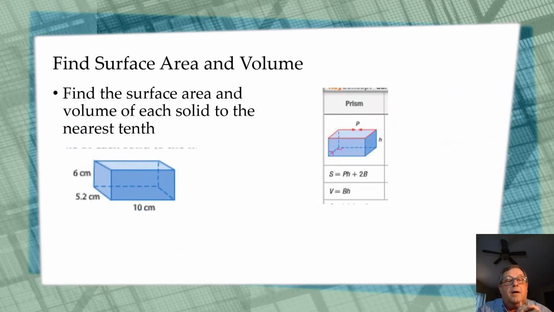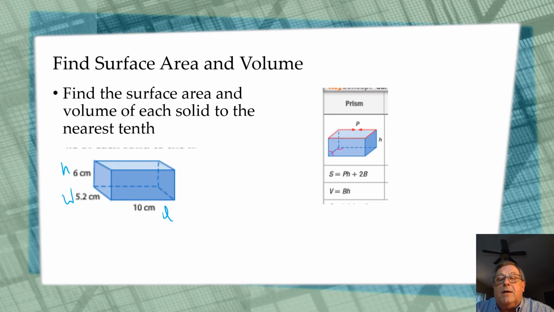All right, so here I got another solid object. And I can recognize that this object is a prism. Down here at the very base, I've got a base of 5.2 centimeters and 10 centimeters, length times the width. And we got a height. So this is the height, the 6 centimeters. This is the width, and the 10 centimeters is the length.